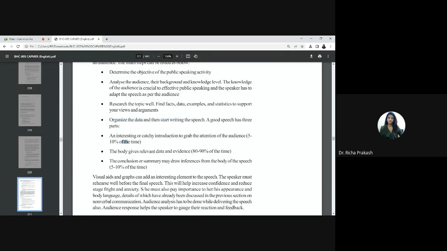Organize the data, interesting hona chahiye, catchy hona chahiye. If there are no figures, I tell you ki, this is the process, and I don't show you a flow chart or maybe a picture, so it will be difficult.